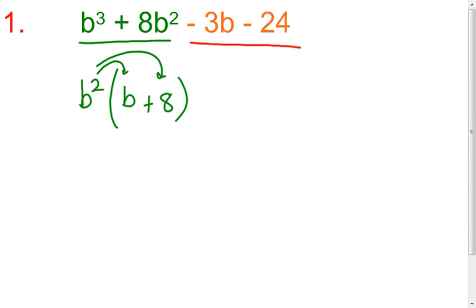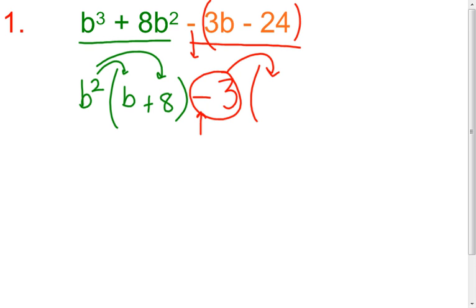Now, here's the deal. You're going to bring down this negative. You can kind of think of it like that. Bring down the negative, and then figure out what you can pull out of there. So 3b and 24, they are both divisible by 3. Now, you've got this negative right here, so you really need to figure out negative 3 times what gives you negative 3b, and that would be b. And then negative 3 times what gives you negative 24, and that would be positive 8.